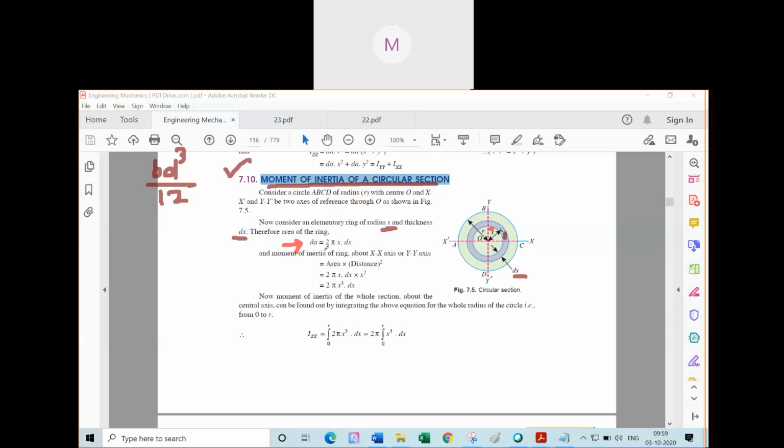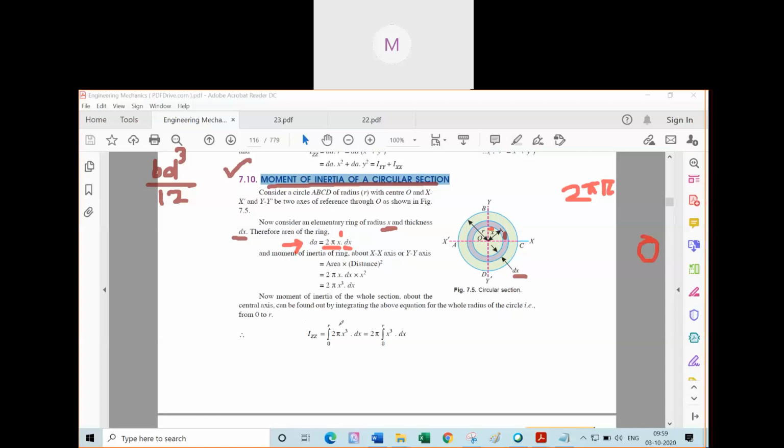How? Now dx is the thickness and 2 pi x is the circumference. So we know twice pi r. From this expression we are getting 2 pi into x. And dx is the thickness. That means we are multiplying circumference into thickness. So we are getting this area.